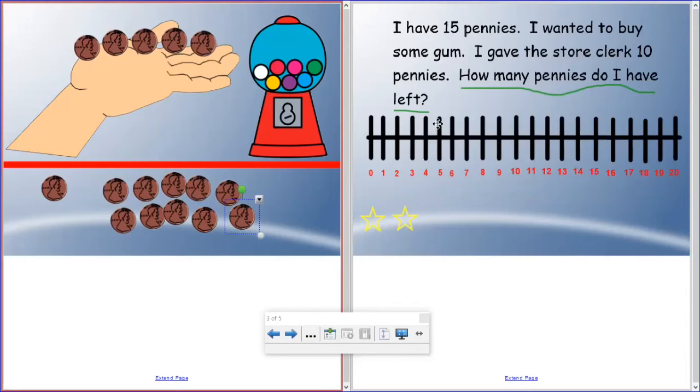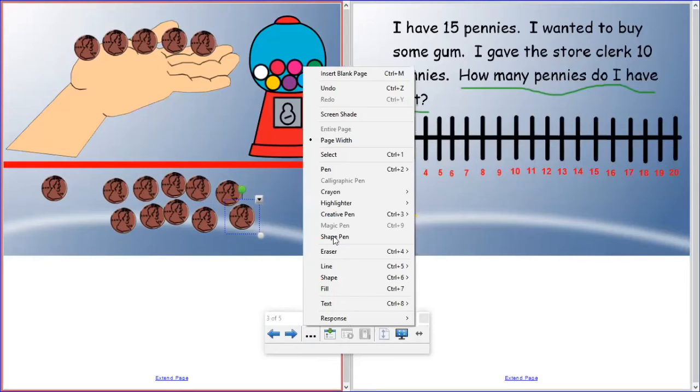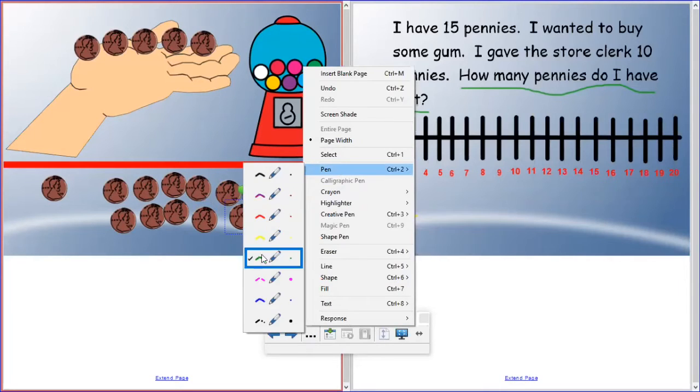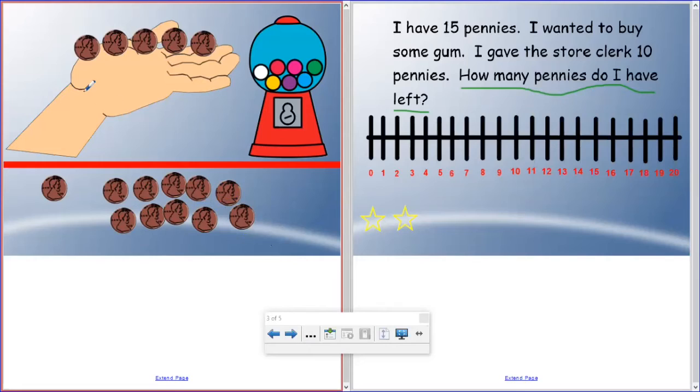Now let's read the question. How many pennies do I have left? To find the answer, I have to count the pennies that were not taken away. I'm going to put a circle around them. These are the pennies that were not taken away. Those are the pennies that we have left. Let's touch and count. 1, 2, 3, 4, 5.